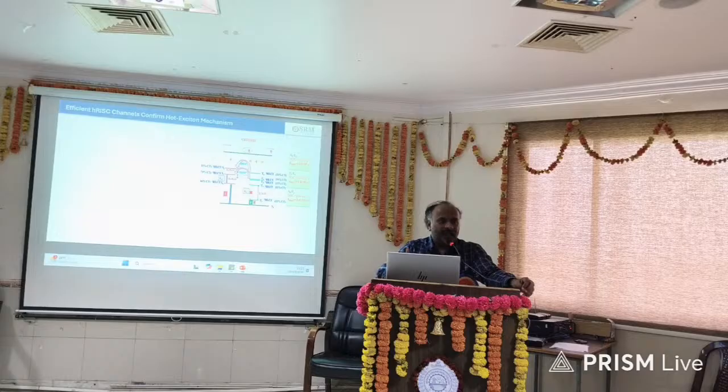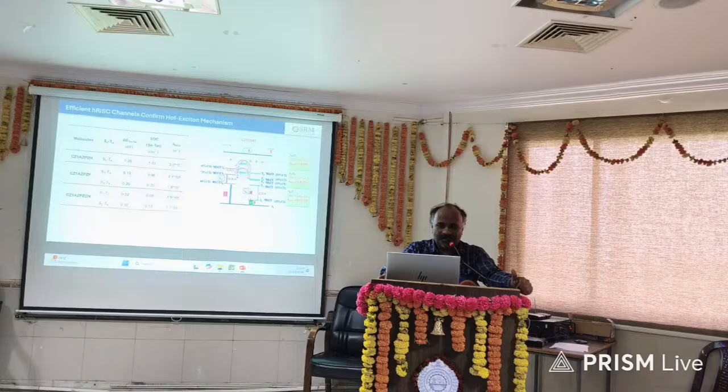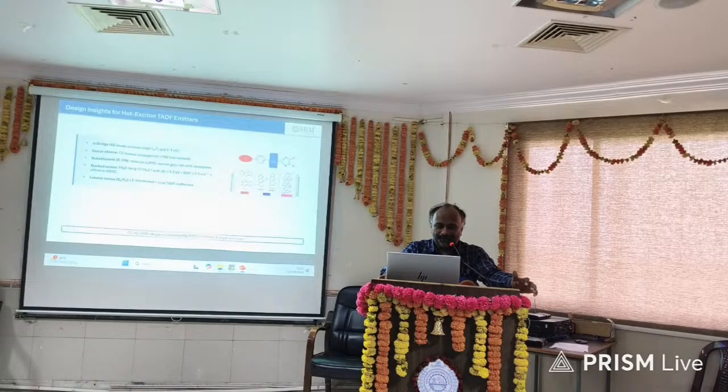Because of the upconversion, I told you we have taken donor and acceptor type systems, and that gives a lower oscillator strength. Now because the upconversion happens from the higher excited states, we get a little flexibility with respect to oscillator strength design. So we get better systems here. That is what we have done here.